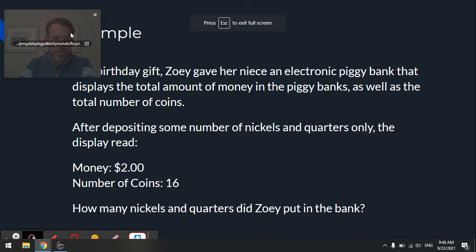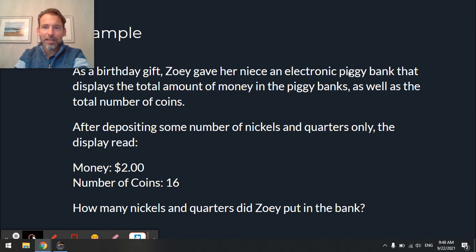Okay, so as a birthday gift, Zoe gave her niece an electronic piggy bank that displays the total amount of money in the piggy bank as well as the number of coins that have been deposited. Pretty cool. So Zoe has a collection of nickels and quarters, and she's deposited $2. She's deposited it with 16 coins.